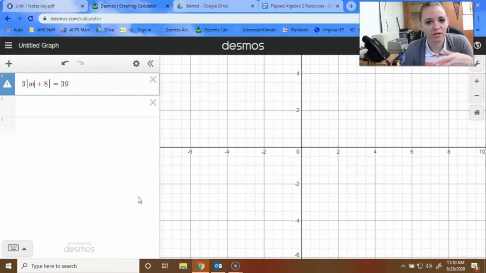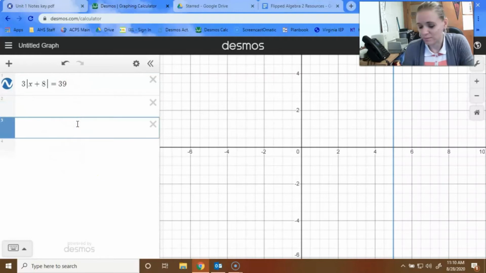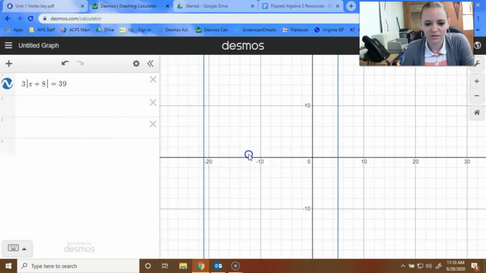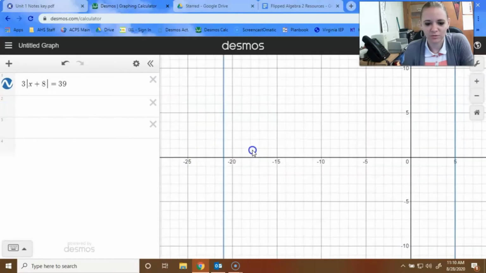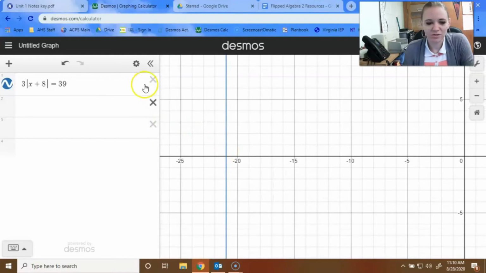Desmos is programmed to want X as your first variable, and then yeah, you can put in a Y, but you'd have to go in order X, Y, Z. Those are the only variables that it likes. So keep that in mind. That can be tricky when graphing answers, if the problem gives you a different variable, you have to remember to type in X instead. So 3, absolute value, X plus 8, 39, and our two answers were what? Negative 21 and 5. There's 5. And there is negative 21. Yep. Alrighty. So far, so good.